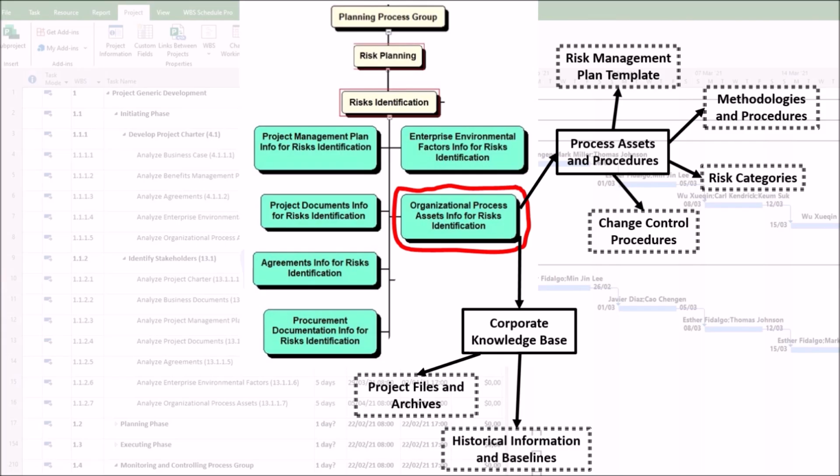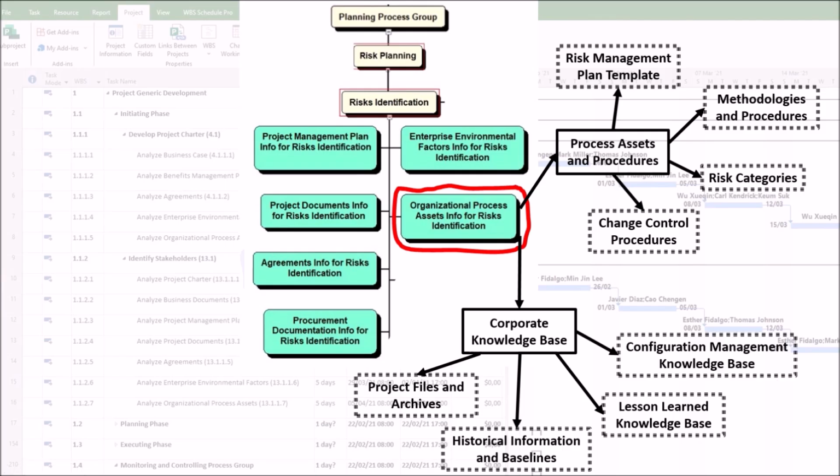Second, historical information and baselines, data on actual costs, schedules, and performance from past projects can reveal patterns and areas where things typically go wrong, such as our software integration phases are consistently 15% over budget. Third, lessons learned knowledge base. This is a formal repository of what went well and what went wrong. A lesson like, vendor X consistently delivers critical components 2 weeks late, directly identifies a specific, high probability risk for a new project using vendor X.